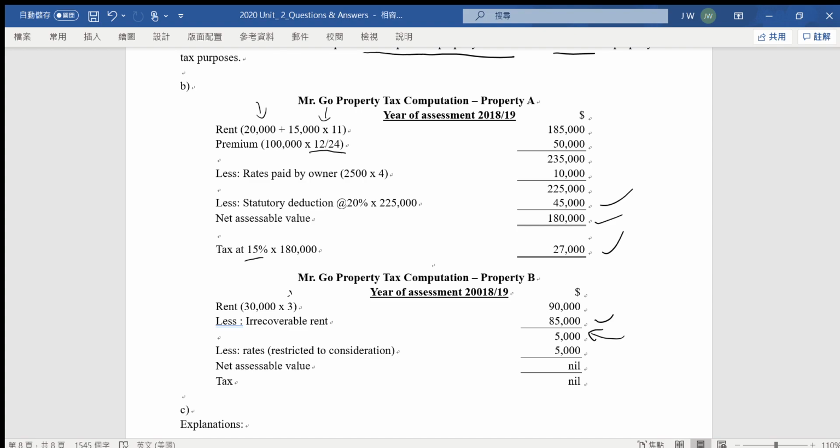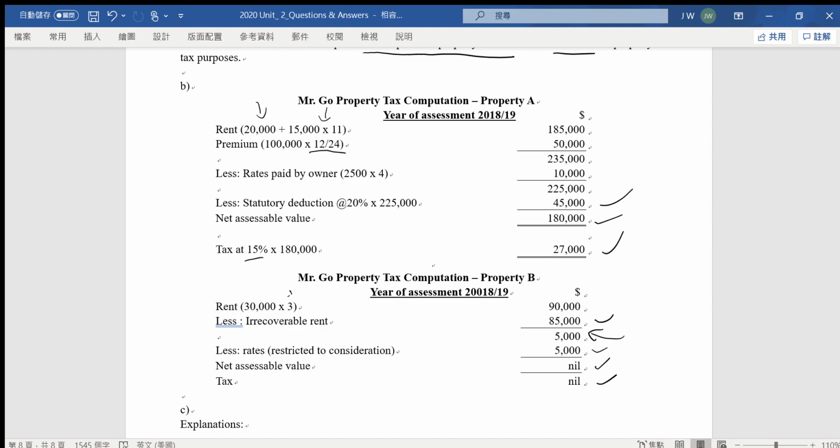Assessable value. But for this year, Mr. Goh also paid the rates, but the rates amount is 6,500, which is more than the assessable value, right? That's why you should not write 6,500. What Mr. Goh can claim is just 5,000 only. You write 5,000, restricted to the consideration. Finally, the net assessable value should be nil. Don't write negative figures. Don't write 0, whatever. It should be nil. And also the tax liability is also nil.